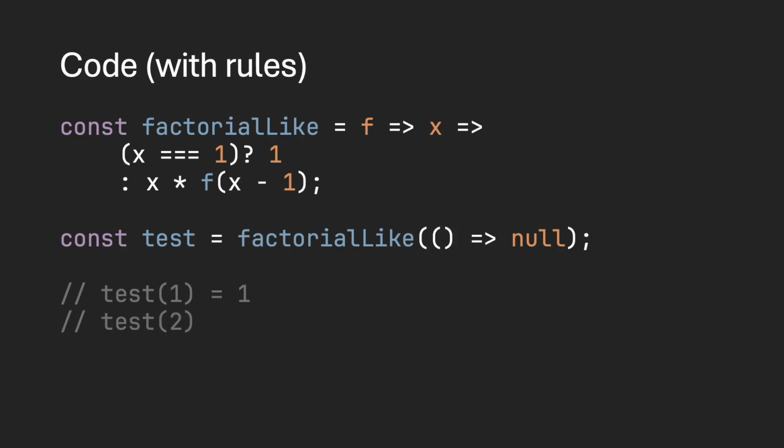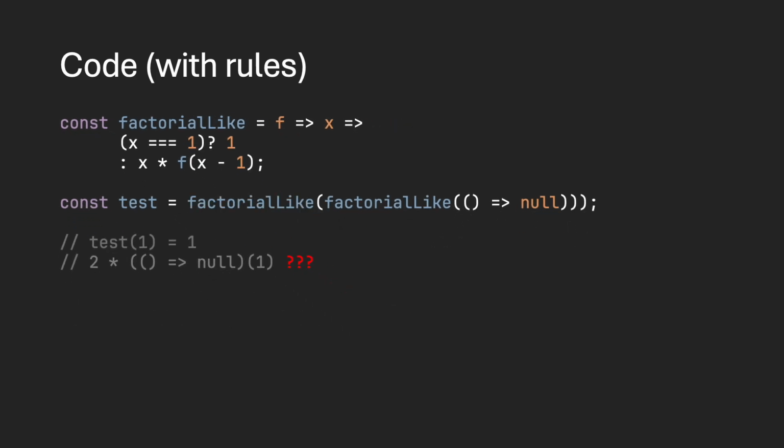Next, let's try applying test to the value 2. We have a similar expansion, except 2 is not equal to 1, so we go to the recursive case. The recursive case gives us 2 times our function applied on 1. But this doesn't make any sense, and it will return not a number.